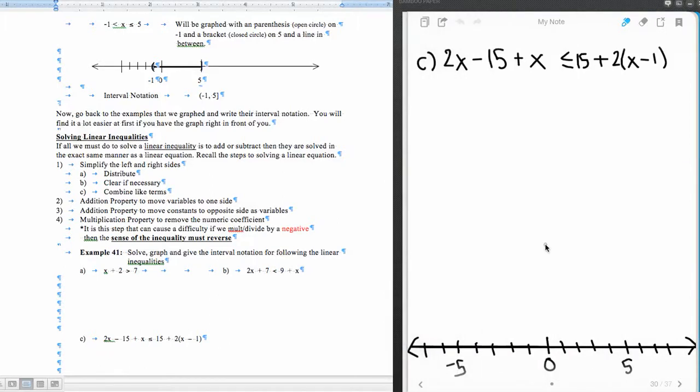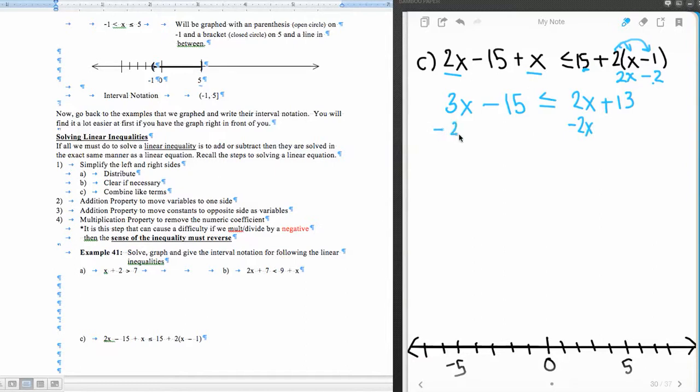Part C, we have a little bit more simplification to do. On the right here, we have a distributive property, and on the left, we want to combine like terms. So on the left, the 2x and the x combine to give me 3x, and then minus 15 or plus a negative 15, whichever you like. And then this is going to distribute here, and don't forget here too, so this is going to give us 2x minus 2, and then the constants will combine, so now we'll have 2x and then 15 minus 2, which is a positive 13.